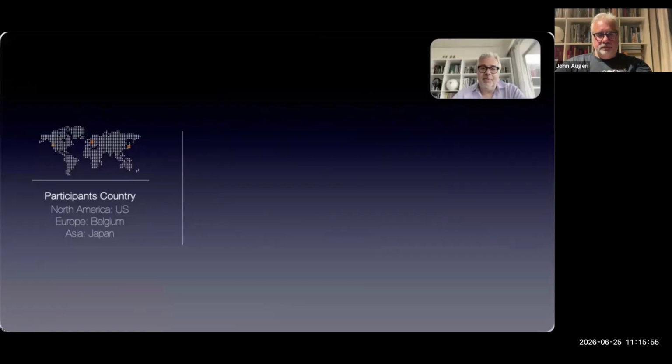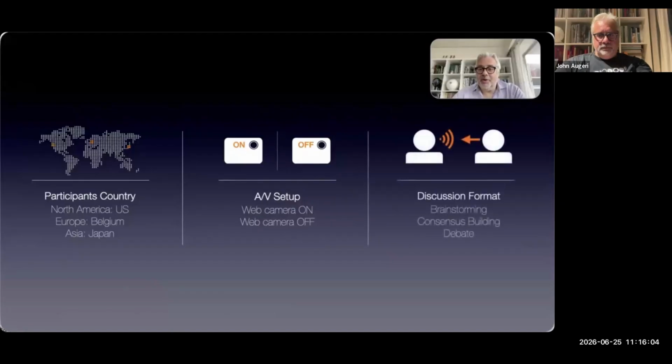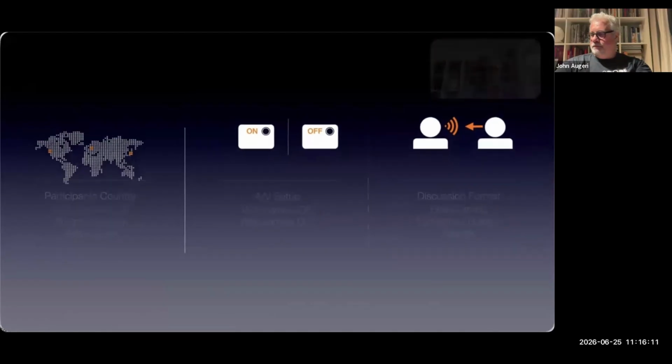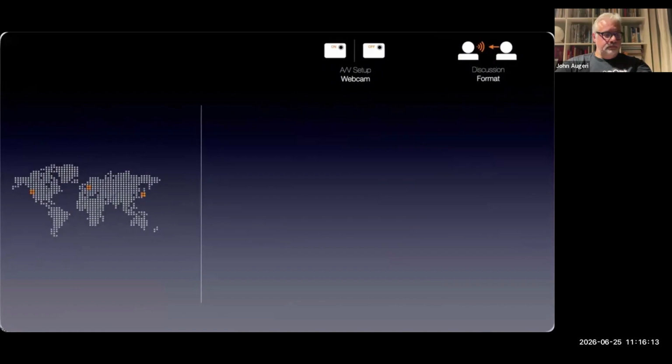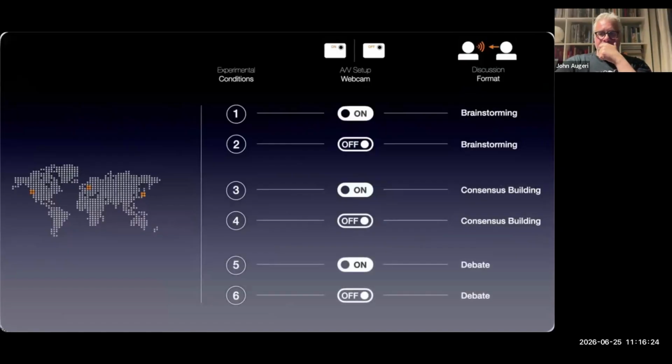So first parameter, the participants' country. Second parameter, it was about the AV setup to have the web cameras on or off. And the third parameter was the discussion format. We tested three of them: brainstorming, consensus building, and debate. So all these parameters combined brought us basically for each country 6 experimental conditions, in the sense that we had camera on and off for all of the 3 discussion formats that we wanted to test.